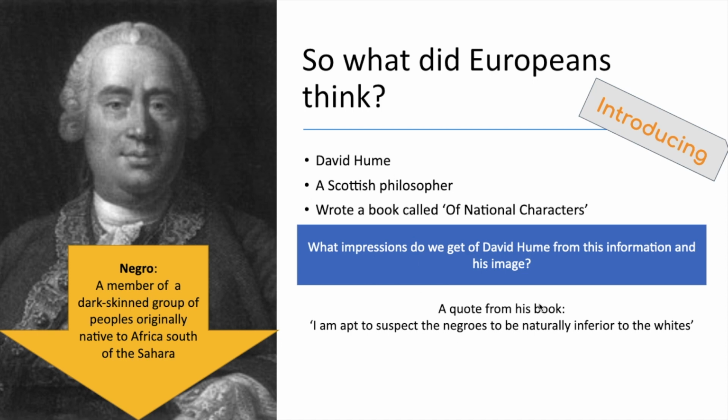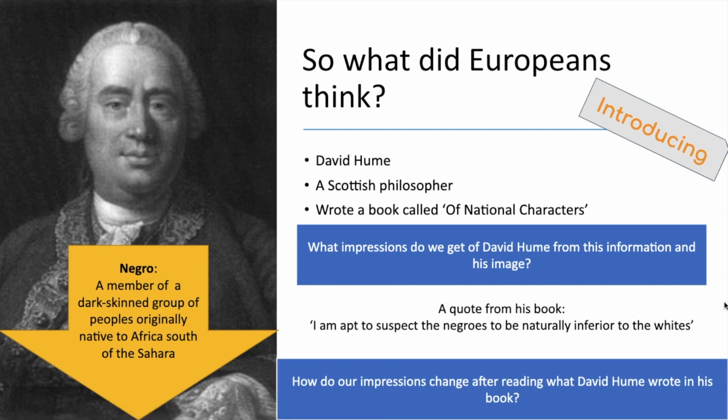So having a look at this quote, black people are naturally inferior to white people, I would like you on your worksheet to write down how your impression, how your understanding of this person has changed after reading what David Hume wrote in his book.